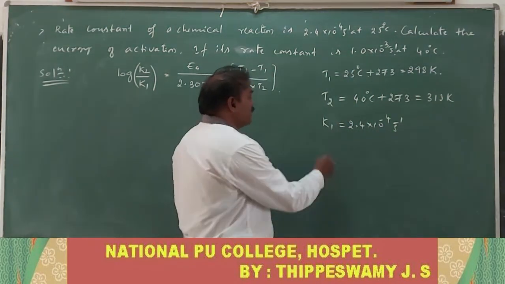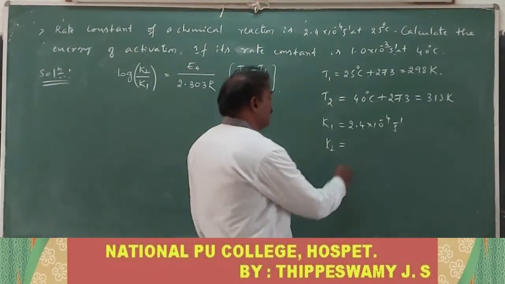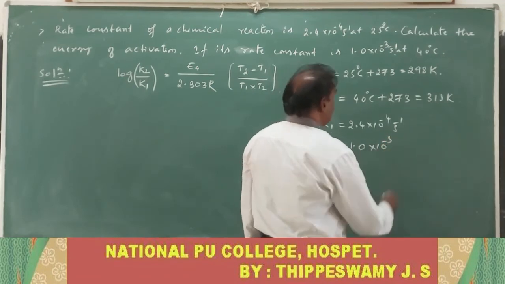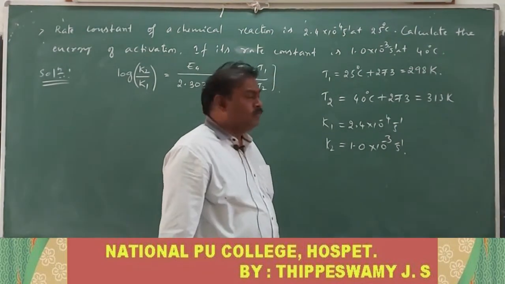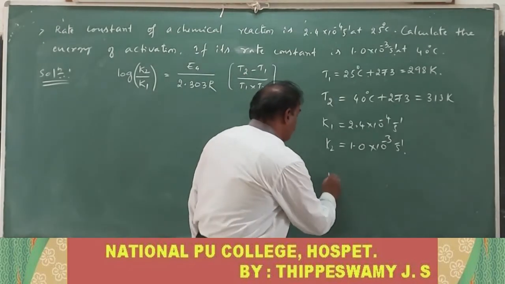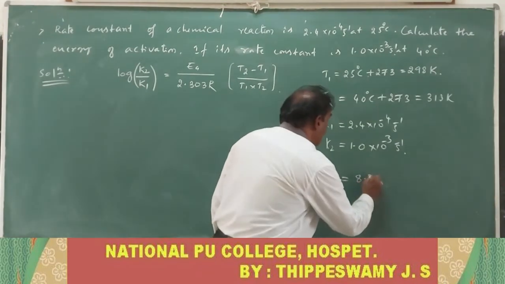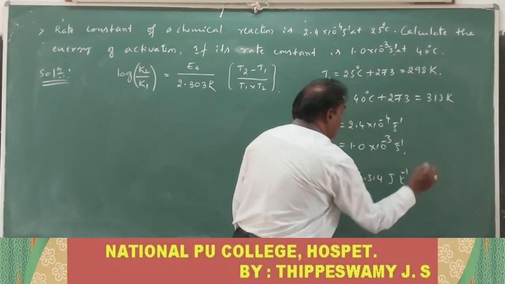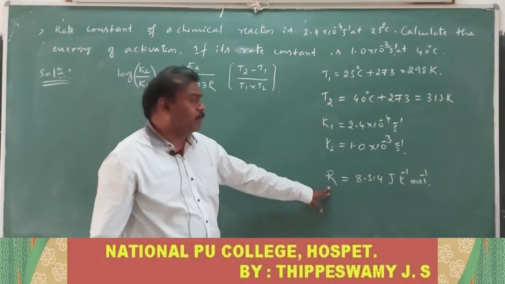Similarly, what is the value of K2? At 40 degrees Celsius, what is the rate constant? That is 1.0 into 10 to the power minus 3 per second. And here, the value of R, that is capital R, the gas constant, is 8.314 joules per Kelvin per mole. This is the value of the rate constant, and that is the gas constant, capital R only.